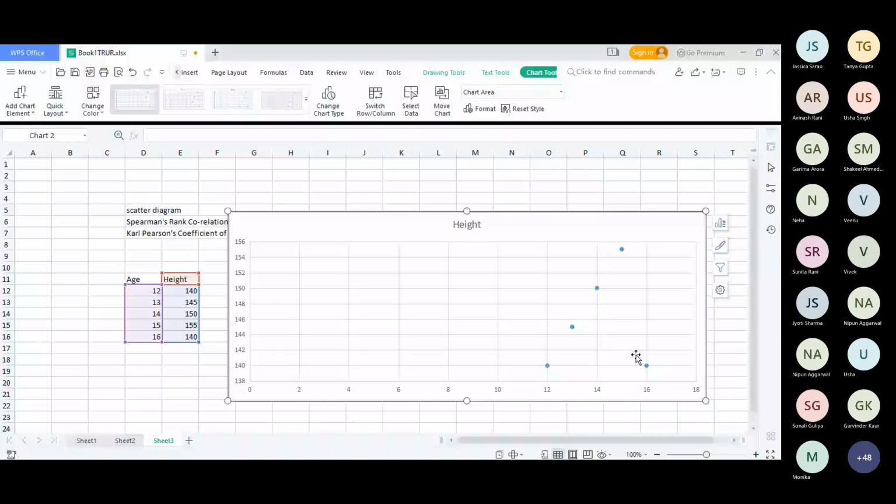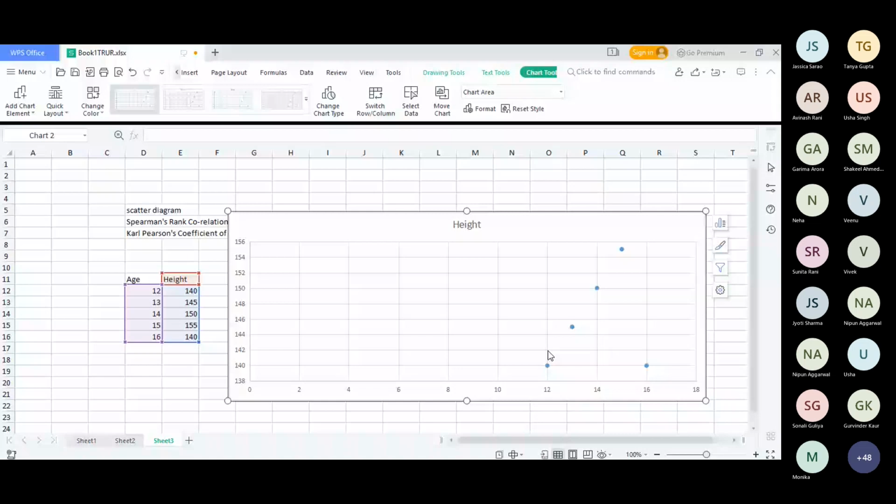If we take this data, we can say that it is a positive correlation, but not a perfect positive because of this point at 16. At 16, the data is reduced to this level. For that reason, we can say that it is not a perfect positive. But if we ignore this particular point, we can say that it is a positive correlation. So that is why it will be a weak positive correlation.